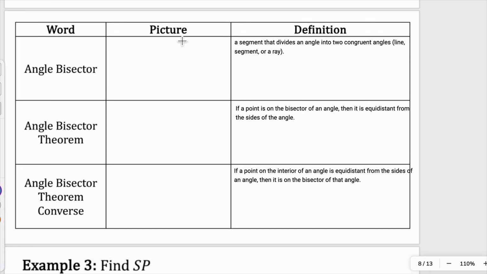So let's say we have angle ABC. And then we have ray BD, and it's showing that ABD is congruent to CBD. So BD would be the angle bisector, okay? The next statement is our angle bisector theorem. So I'm going to change up our drawing just a little bit here. So again, let's maybe call this angle DBE.